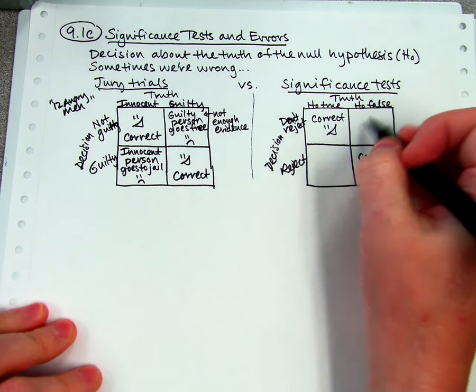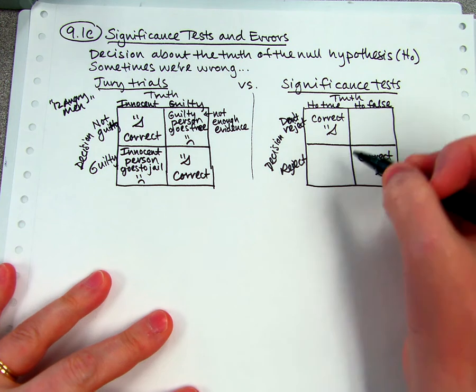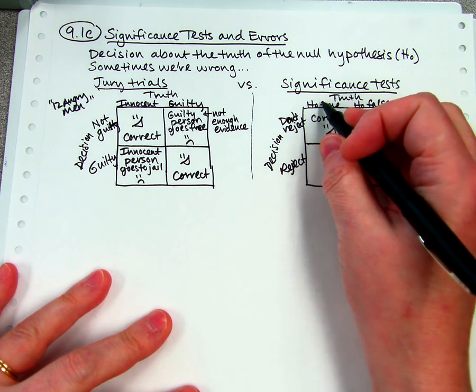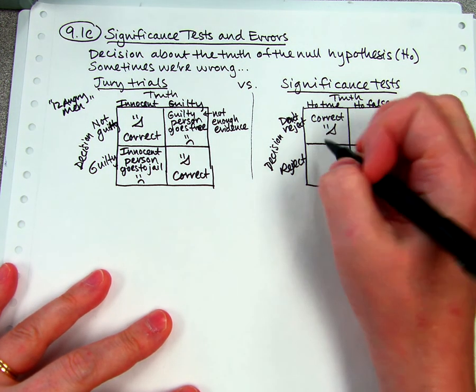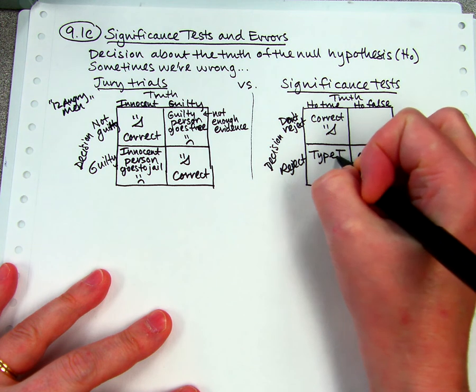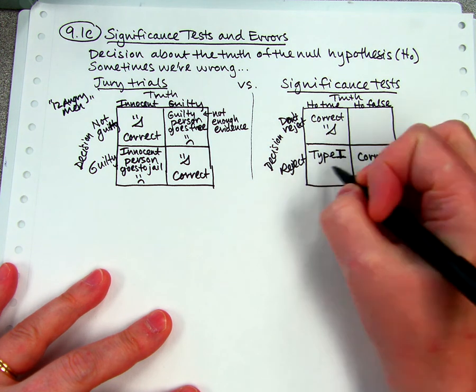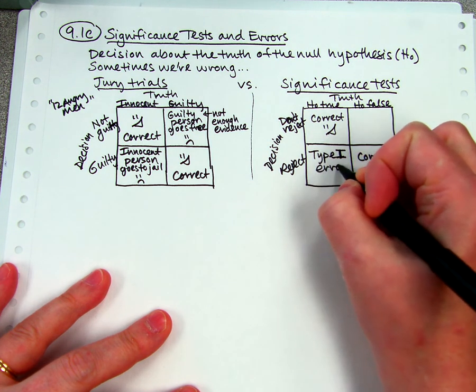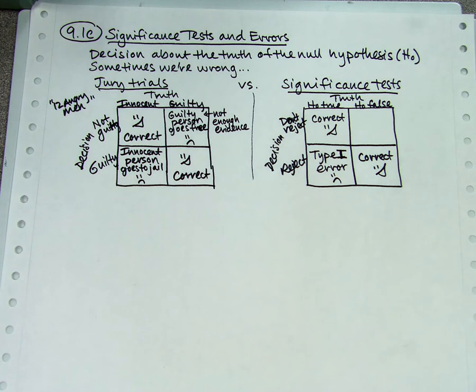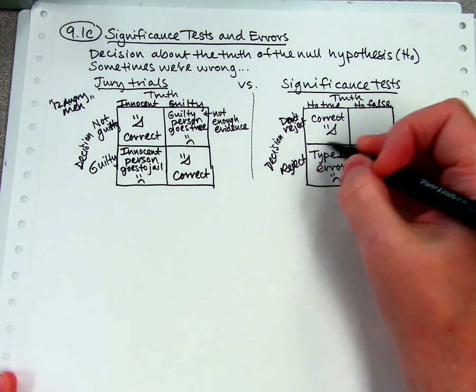The other two spots are specific types of errors. And yes, you're going to need to know which type is which. So I'm going to start with if the null is true and we reject it, that is called a type 1 error. You need to remember that that's type 1. Type 1 error means the null is true, but we reject it, and we will come back to reasons why that would happen and how to avoid it down below. But for now, this is called a type 1 error.